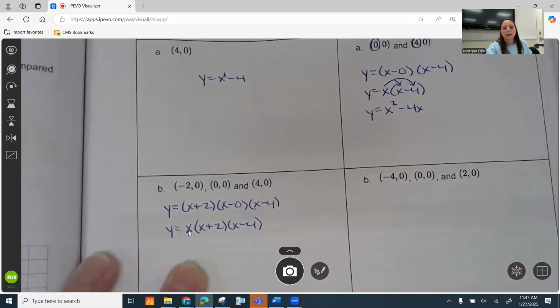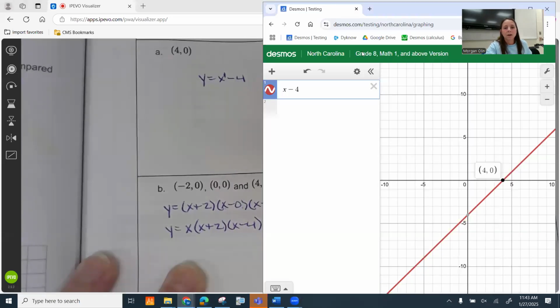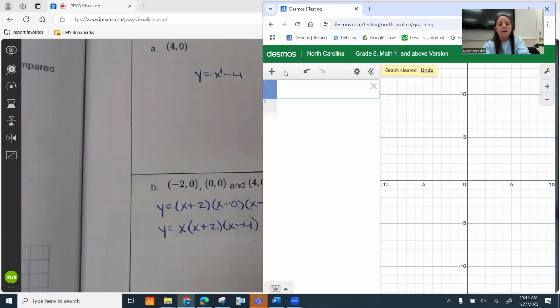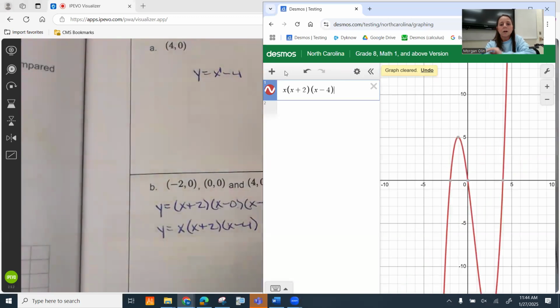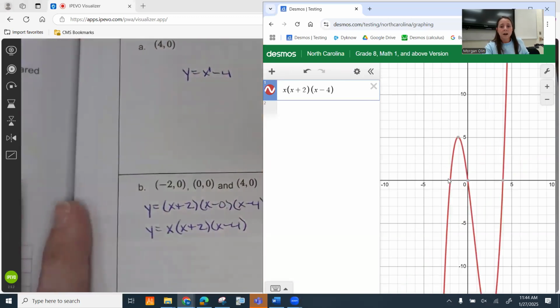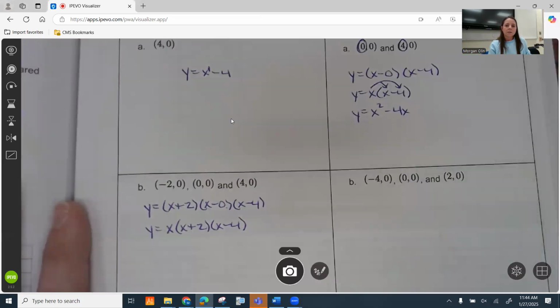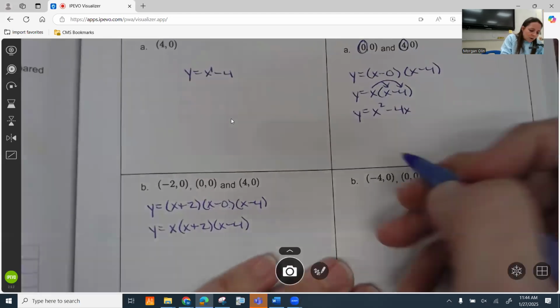All right. And again, if I graph this, and you may want to verify this, if I have x, x plus 2, and then x minus 4, our x-intercepts would be at (-2, 0), (0, 0), and (4, 0), and they are. All right, here we go. And one last one. See if you can write this on your own.